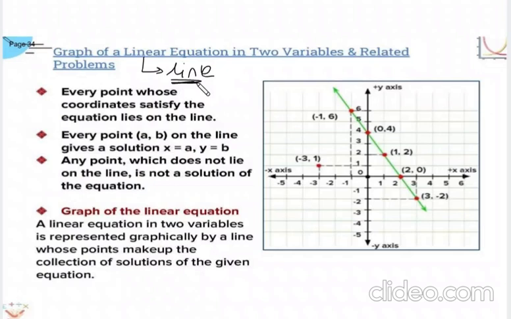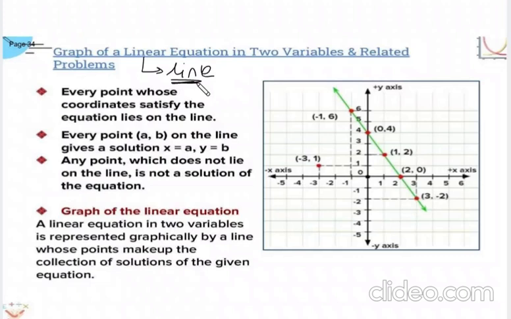Talking about a quadratic equation, it will make a parabola. Now, every point whose coordinates satisfy the equation will lie on the line. When you plot a line, every point which comes on the line will be a solution.